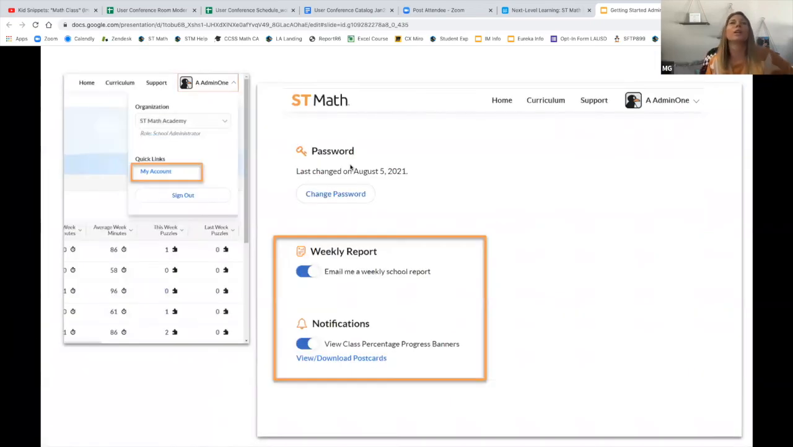So here it is. When you log into your account, up in the top right-hand corner, it'll have your name. If you go down to Quick Links, My Account, you can see the weekly report, and you can toggle this switch on and off so that a weekly report is automatically emailed to you that tells you how your school is doing. Yay. Then you don't have to log in all of the time. It is important that you know how to log in and access that information when you need to, but you can also get some notifications here.